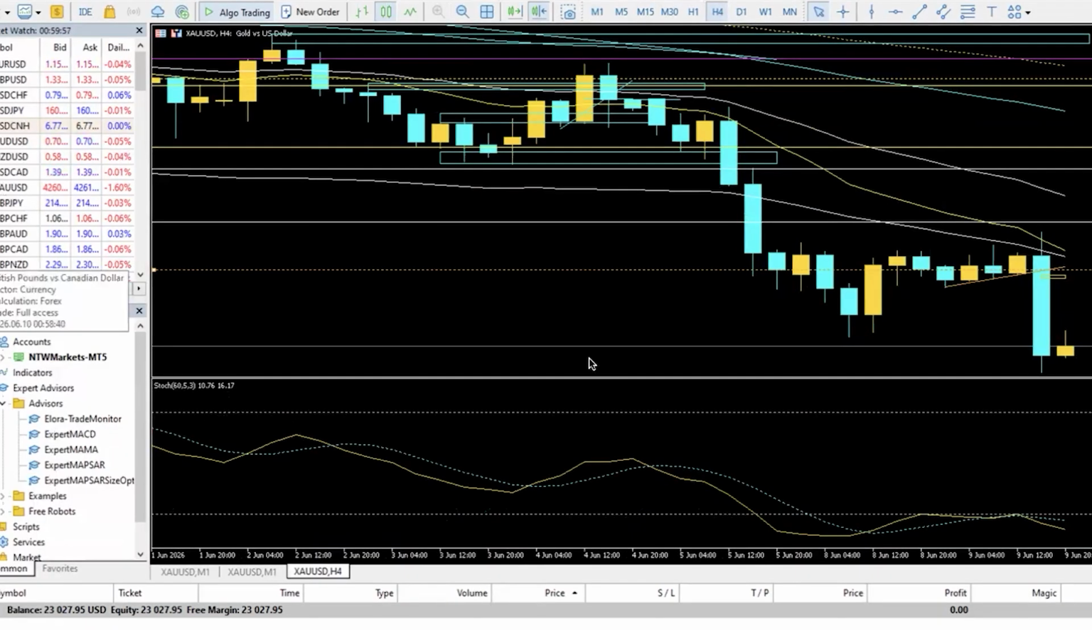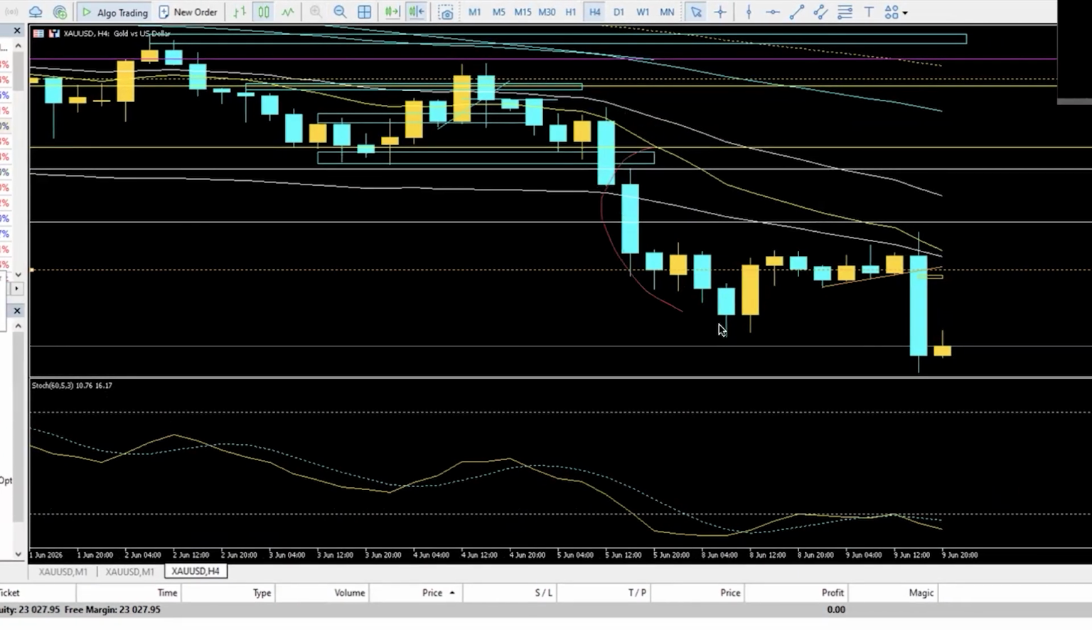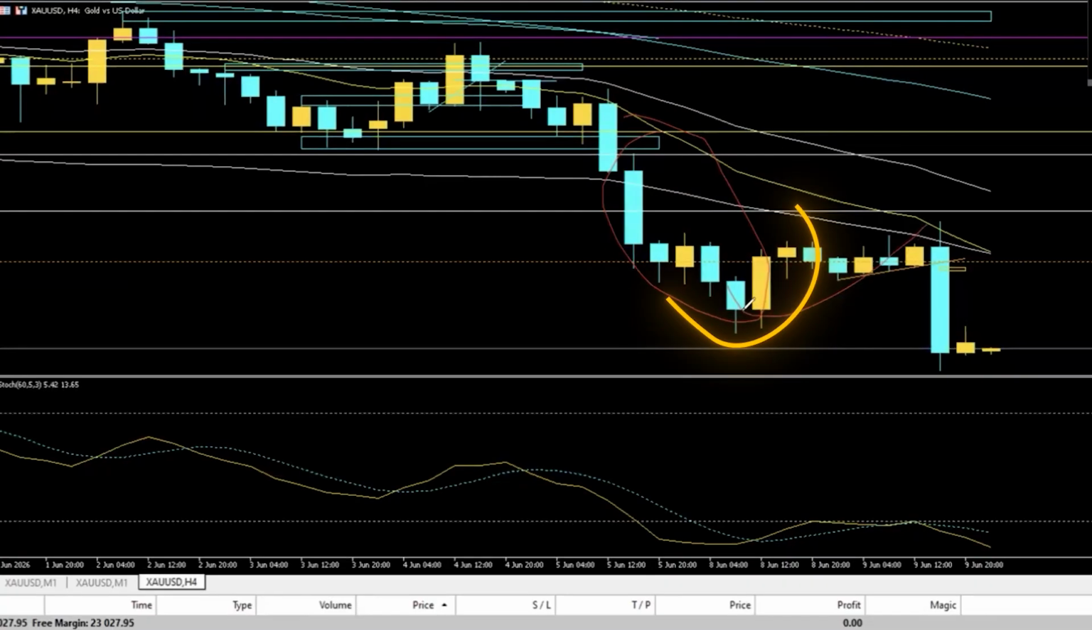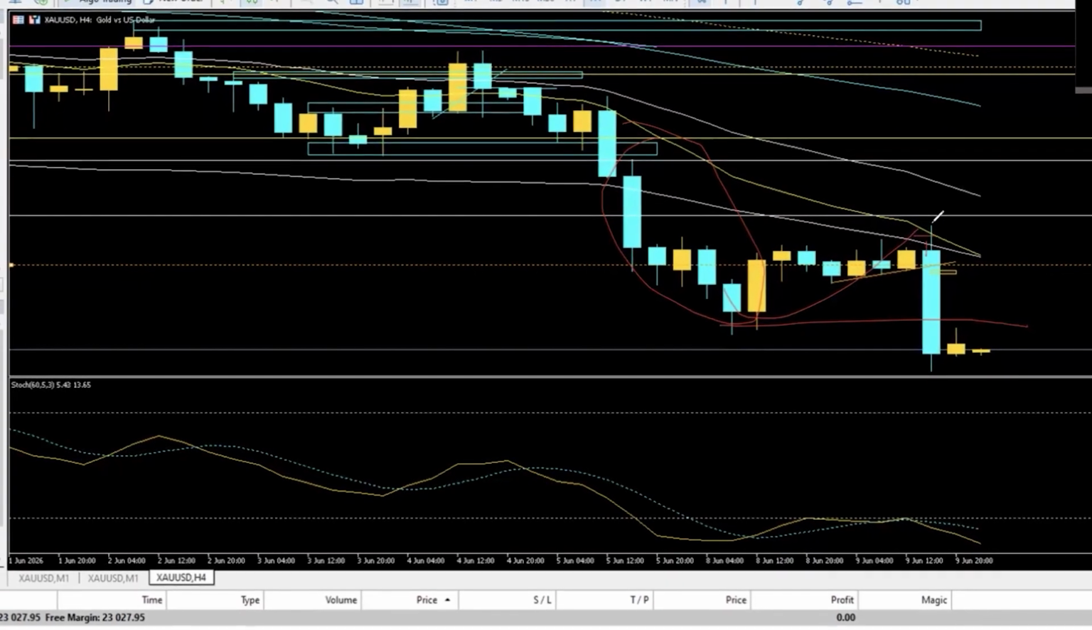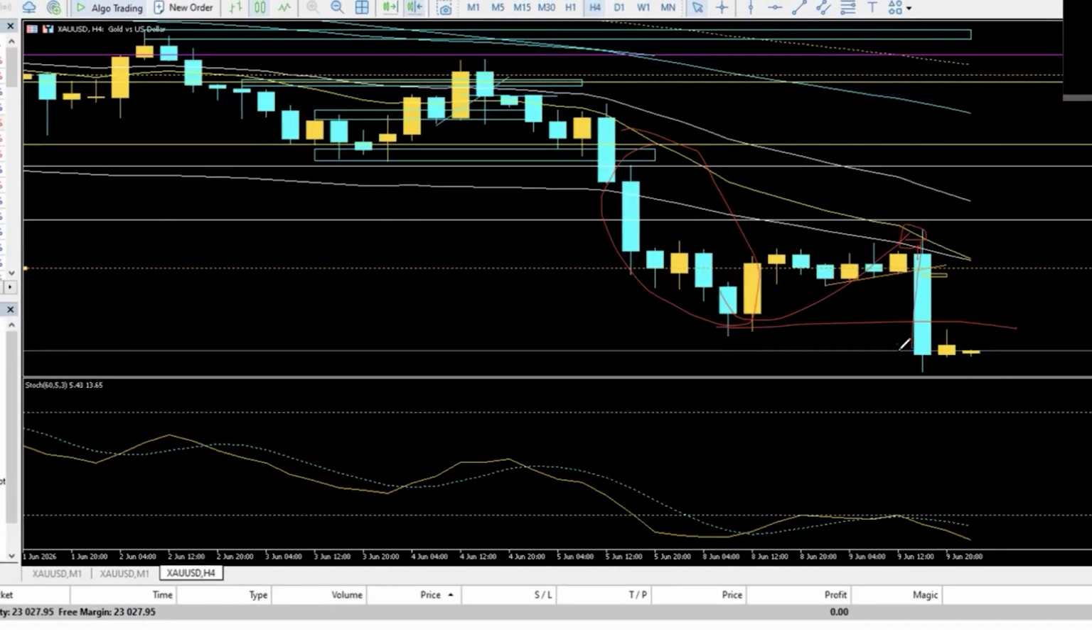All right, this is another example. Higher time frame, major breakout, retest. This was the support zone. At the retest of the MA, price sold, giving us a major sell move.